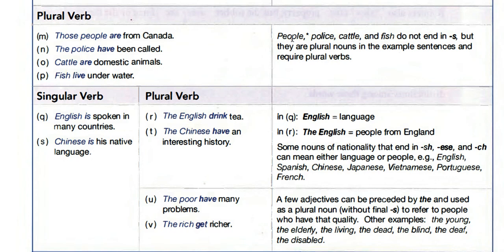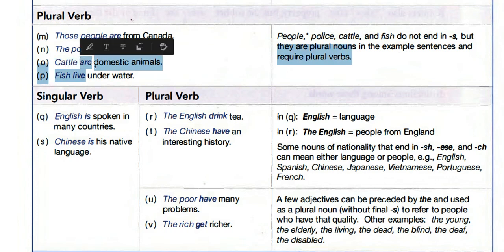We need to understand that people, police, cattle, and fish do not end in S, even though they are plural nouns in the example sentences and require plural verbs. Why? Because if I say fish, it doesn't mean one kind of fish. It means all the fish that live under the water, in the sea or ocean. There are a lot of kinds, but as human beings we cannot differentiate all of them at the same time. Sometimes we can see around 20 types of fish in front of our eyes. So that's why we keep it a plural verb.